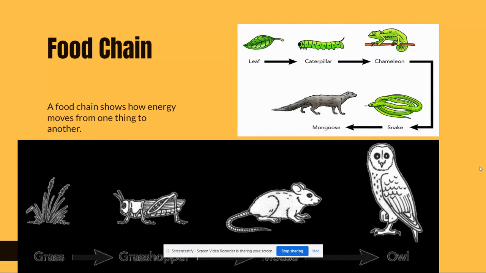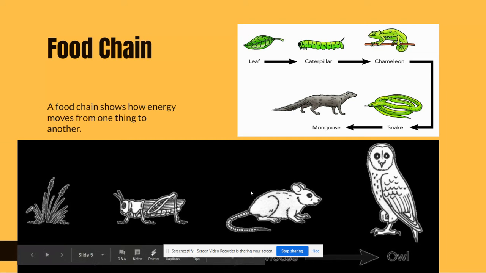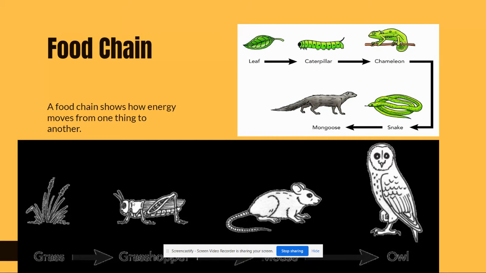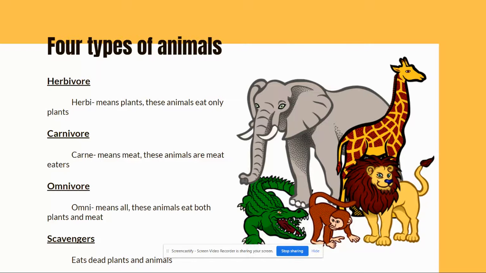But you're probably noticing just how different all the consumers in this food chain look. So we're going to be taking a closer view of 4 different types of consumers. We have herbivores that eat only plants, carnivores that eat meat or other animals, omnivores that eat both plants and meat, and then scavengers that eat dead plants and animals.